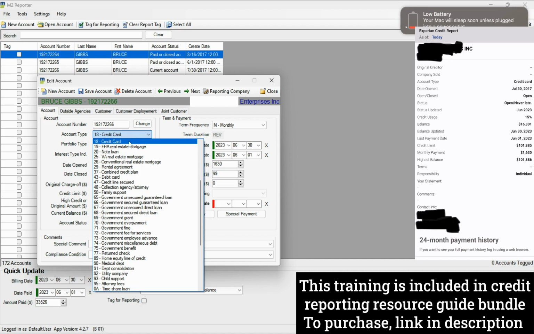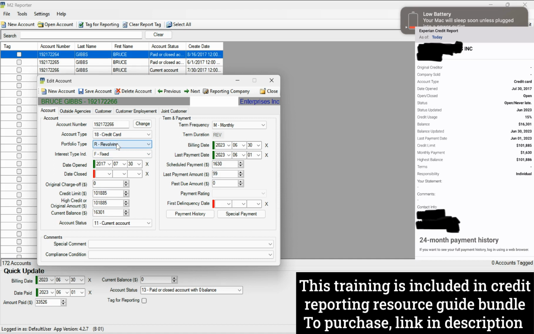Press 18. And this is across the board, universal. This is the universal Metro 2 language. If you're trying to put this account, 18, it's across the board for any software. This is just the software I've used, but the Metro 2 format remains the same. Portfolio type. Now, this is also important. This is all going to be reflecting on their credit report.